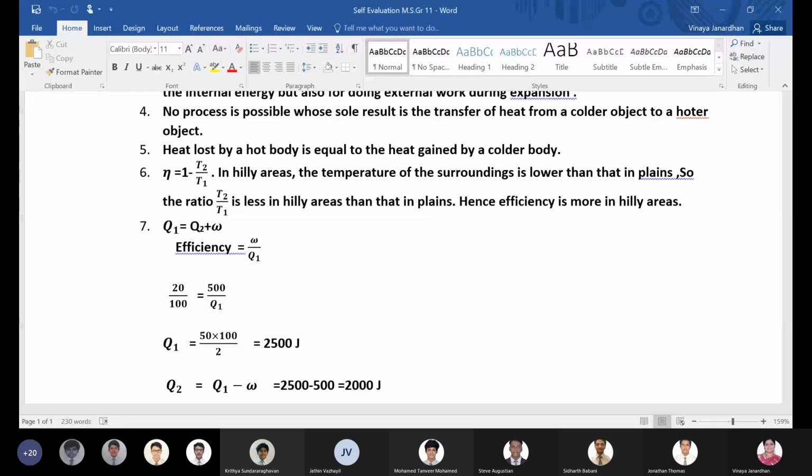Your simple pendulum. What is an important one? What you have found during your simple pendulum experiment? Grade 9 you have done. What can you find? You can find acceleration due to gravity, 9.8 meter per second squared. You can calculate from simple pendulum experiment.